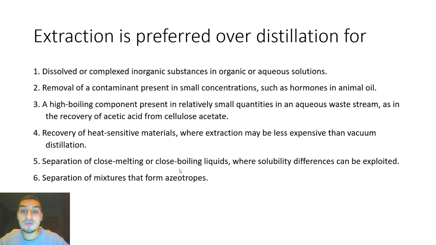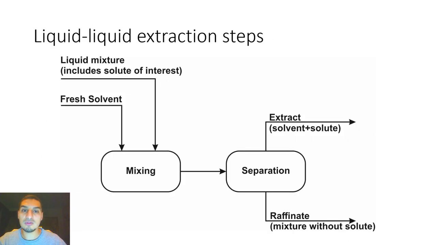If you have close melting or close boiling liquids, which is not very good to do with distillation, and similarly if you have an azeotrope, which is not possible to separate with distillation. So in these cases, you would find that the distillation is not going to be possible or cannot do the job, or it's gonna be very expensive.